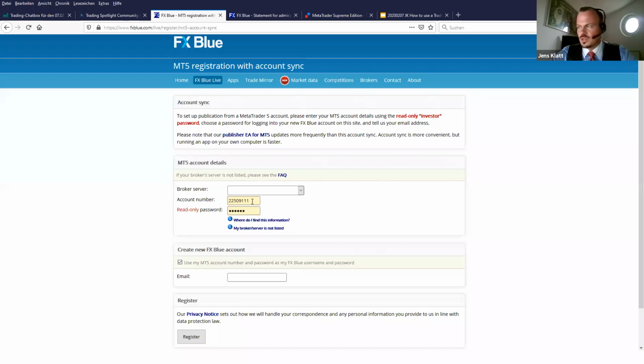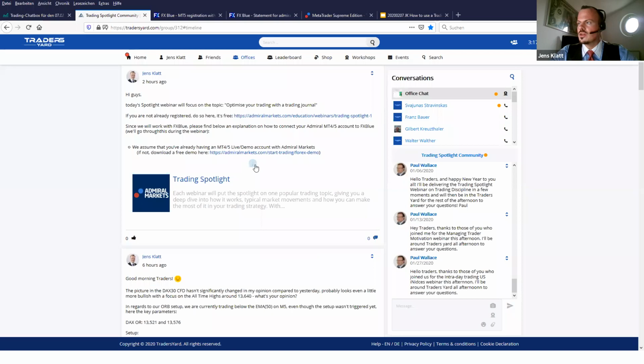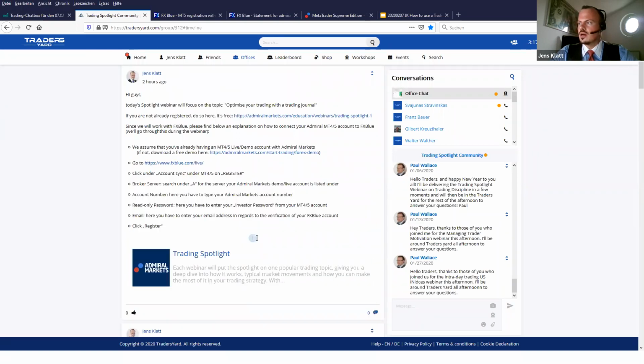Okay, let's come back to FXBlue and the connection. We can't really go through the whole process here, but you have the website now. If this was a German webinar, probably some explanations would be necessary, but most of you are fluent in English, so I don't think it's such a big issue to go through these steps, because it's self-explaining. In fact, I prepared it here, and again, also here, the Trading Spotlight community. You can see it if you click on the lower button. So it's Trading Spotlight community.